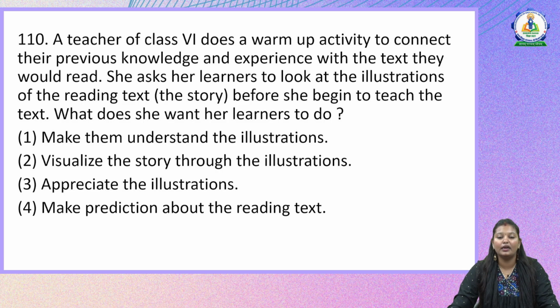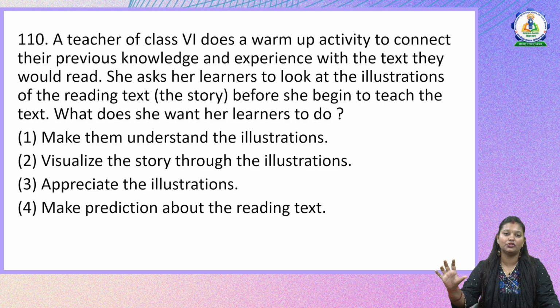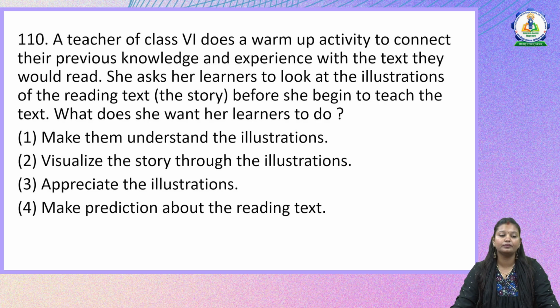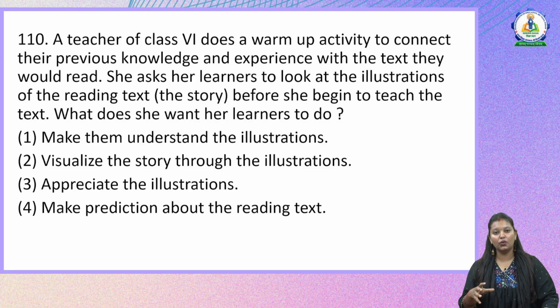So what does she want her learners to do? First, make them understand the illustrations. So she's showing them the illustrations for them to understand the illustrations. Option 2, visualize the story through the illustrations. So for them to start visualizing the story based on the illustrations that they can see. Option 3, appreciate the illustrations. So how well the illustrations are being made or represented. So to appreciate that, she's showing it to the students. The fourth option is make predictions about the reading text.